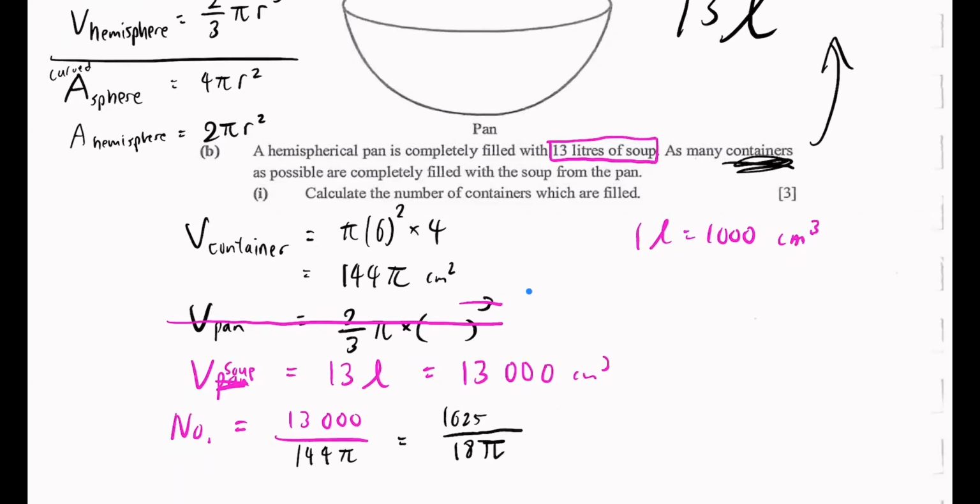This is the exact form, but since they ask for a number of containers, we have to calculate 1625 over 18 times pi. I get 28.7. Do you round up or down? Round down, yes, because you have 0.7, 0.73, whatever. Let me calculate this.